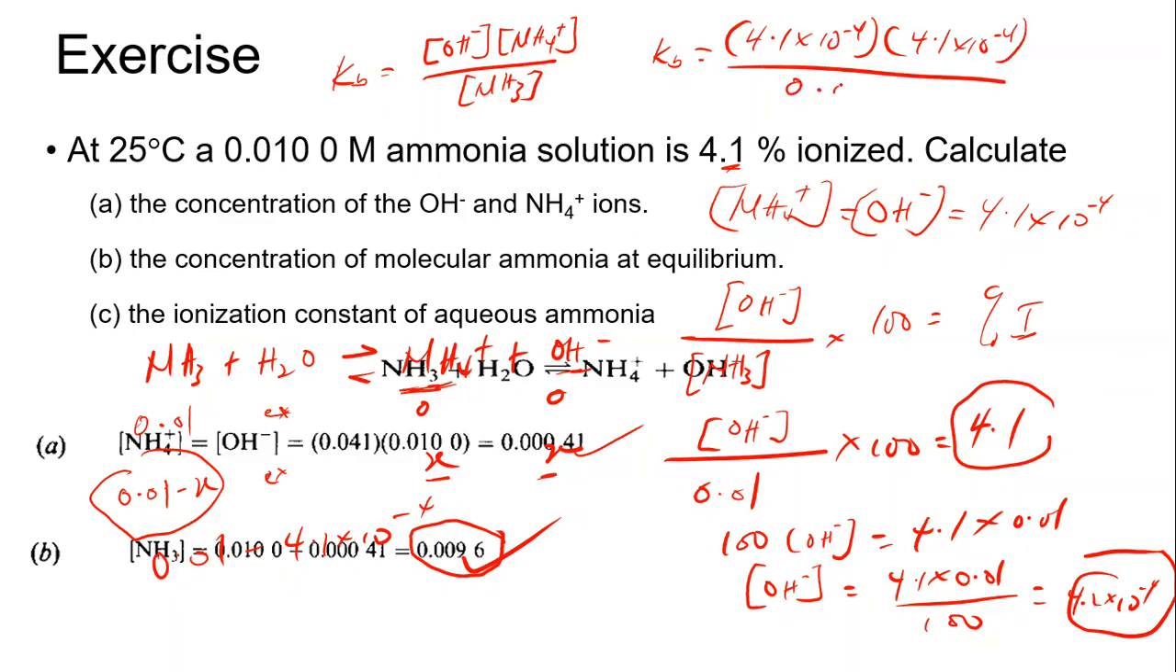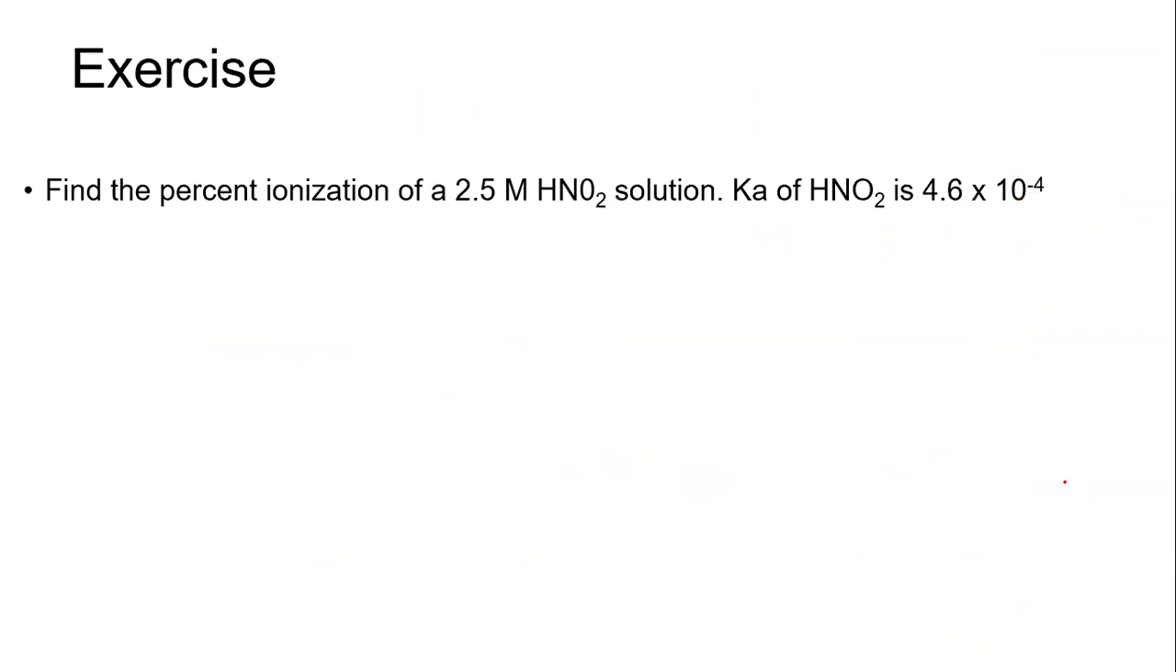That will be 0.0096. And then this would give me my answer. It will give me 1.7 times 10 raised to the power negative 5 here. Very simple. Good. Now, the next question.